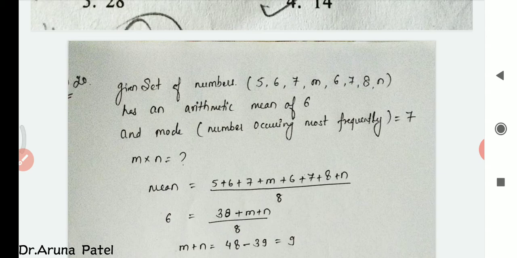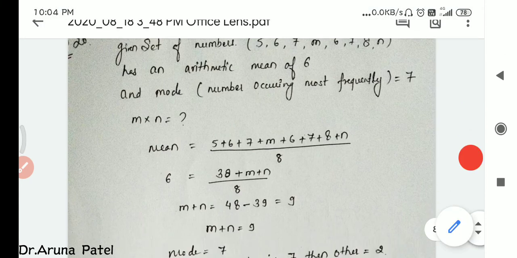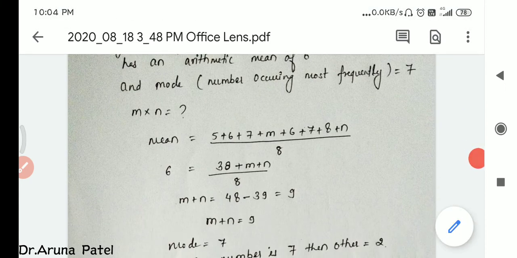6 is also 2 times, but here the hint is that 7 is the mode, which means it must be 3 times. So 6 is already there 2 times. 7 is also 2 times given in the numbers, but it is the most frequent, so it must be more than 2, so it is 3 times. Now the mean is equal to 6, which means (38 plus M plus N) by 8 equals 6. So on simplifying, M plus N is equal to 9.